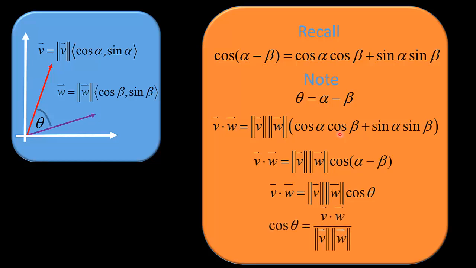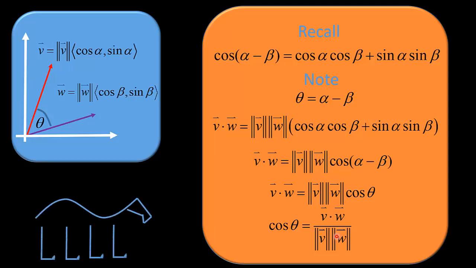And if I divide by the product of the magnitudes, I get a formula for theta, because the cosine of the angle between the two vectors is equal to the dot product over the product of the magnitudes. So what we have here is a formula that we can use to find the angle between two vectors.